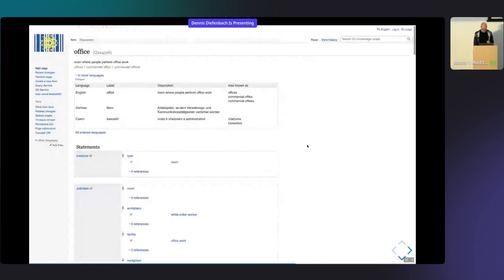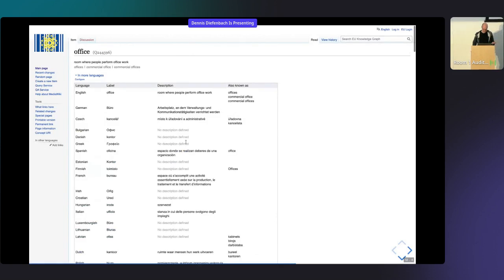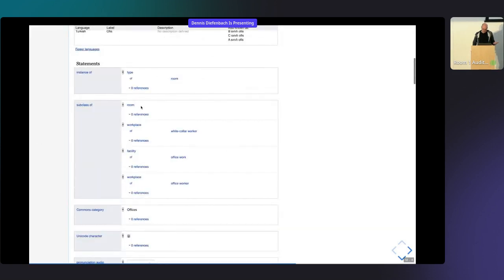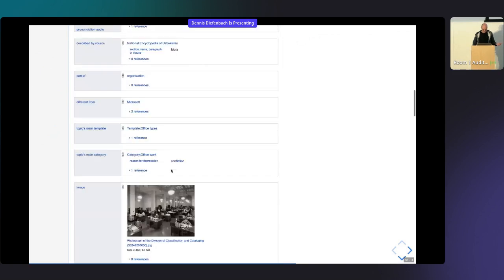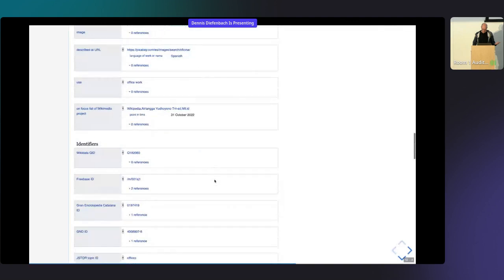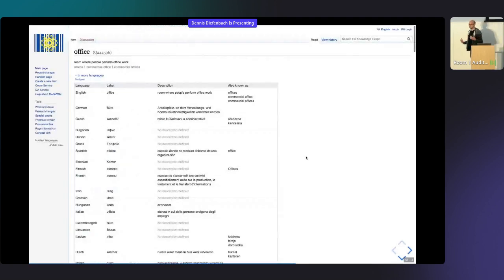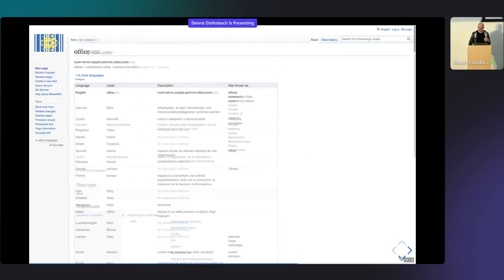So, for example, this concept of office, Q244596, is not something that we created, but we cloned it from Wikidata locally. And what we get is how office is called in many languages, that it is a subclass of room, of workplace, of facility. We get how it is pronounced, we get an image for it. So it is really cool because basically our local knowledge graph is reusing public knowledge and we do not have to reinvent concepts.